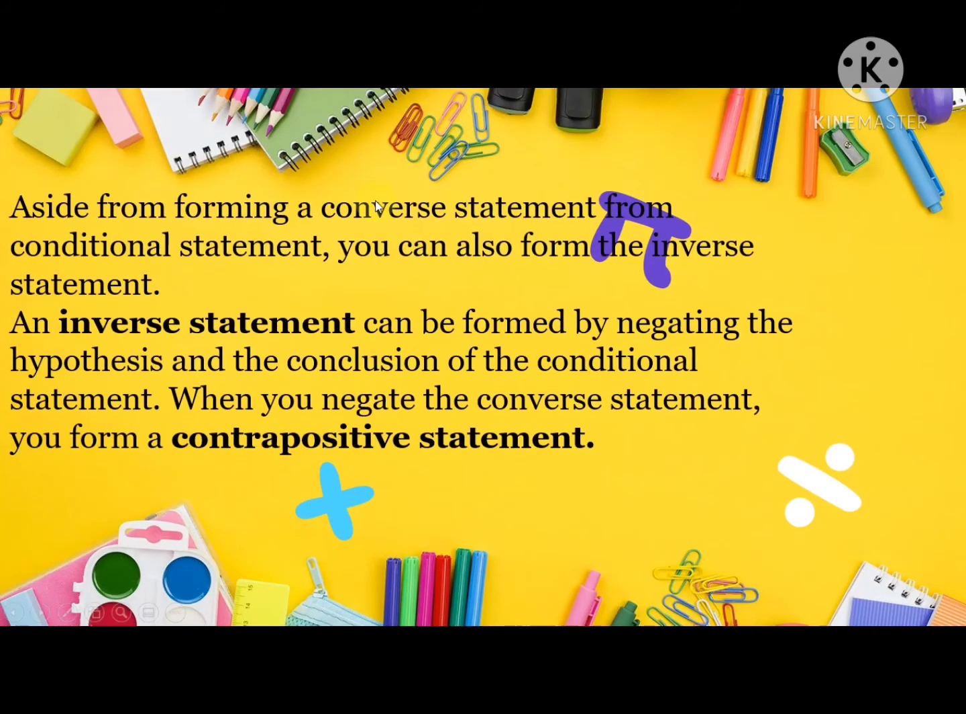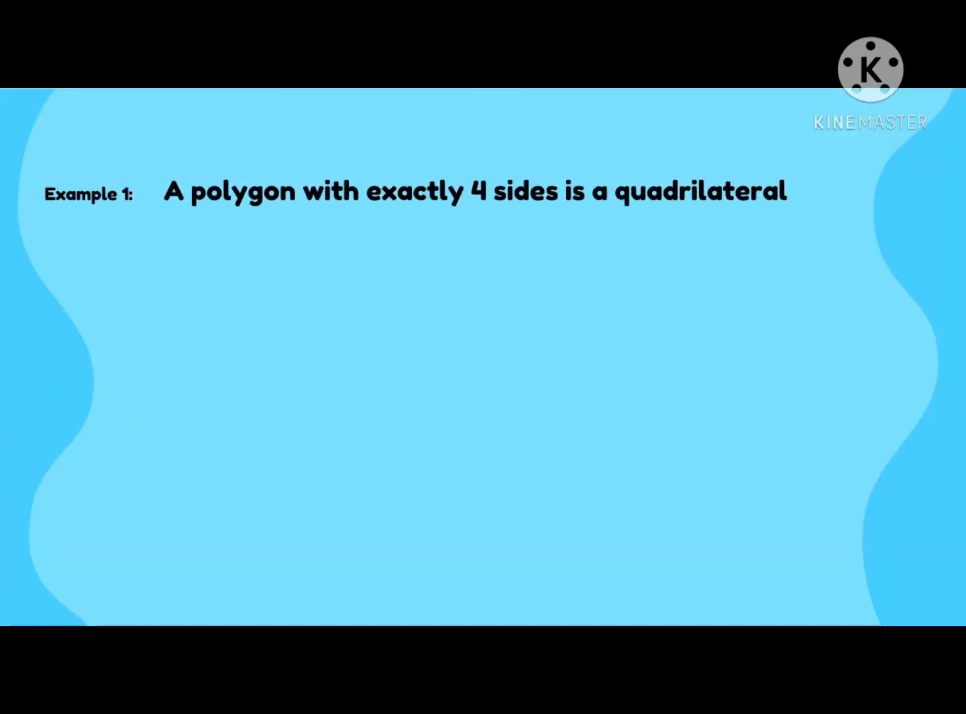Aside from forming a converse statement from a conditional statement, you can also form the inverse statement. What is inverse statement? Inverse statement can be formed by negating the hypothesis and the conclusion of the conditional statement. When you negate the converse statement, you form a contrapositive statement. So, remember, inverse can be formed by negating the hypothesis and the conclusion of the conditional statement. So, let us have an example.